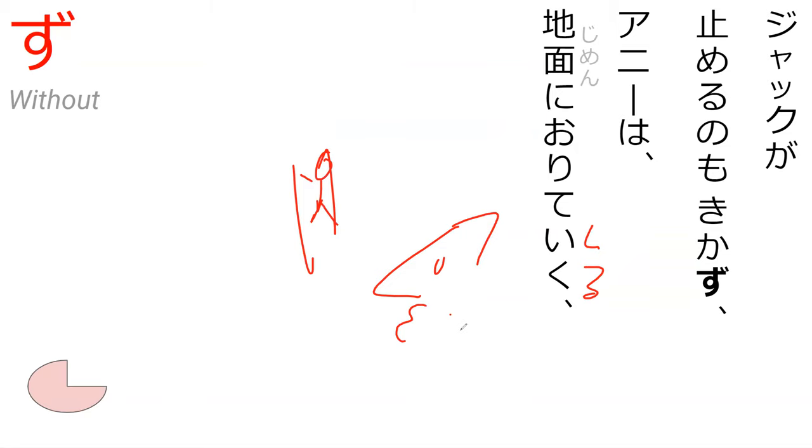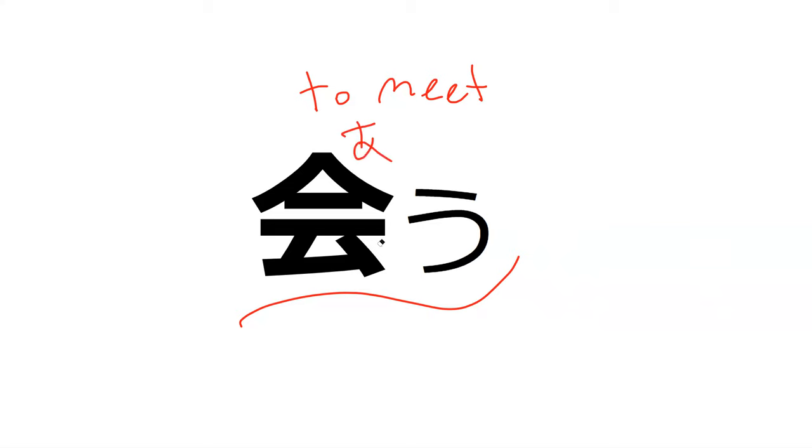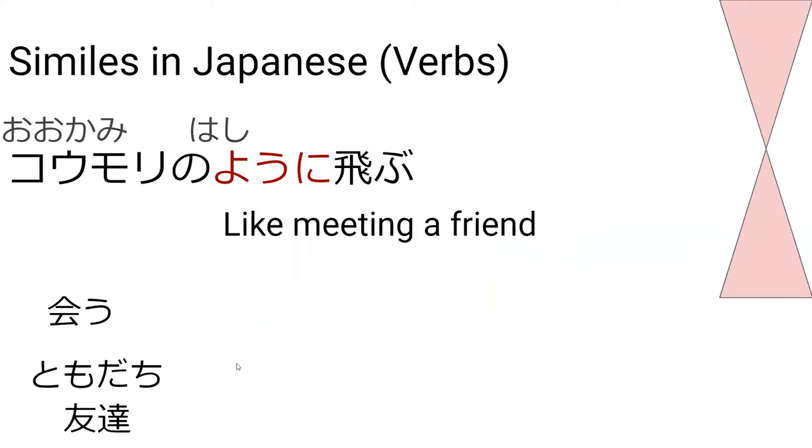Hi. Okay. Do you know what this is? To meet. You, something like that. Remember, getting something short. Close. It means au. Au, hai. Au means to meet.